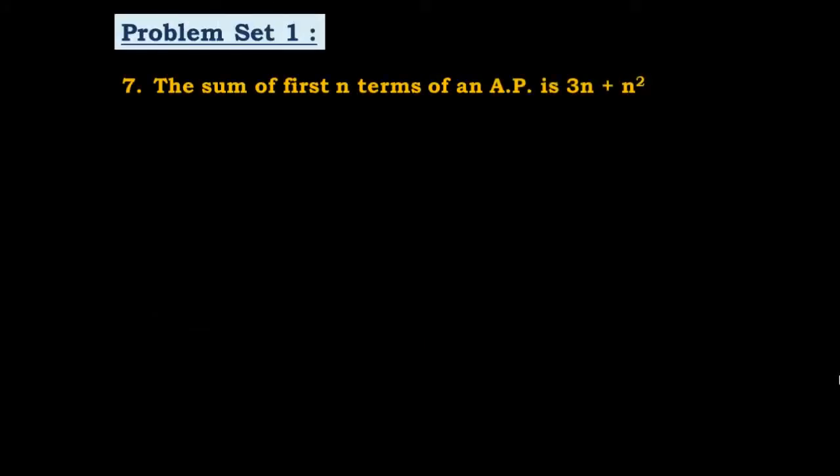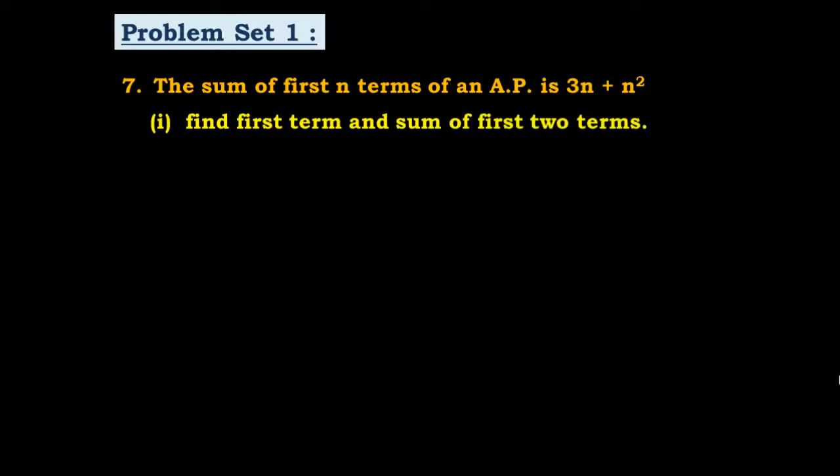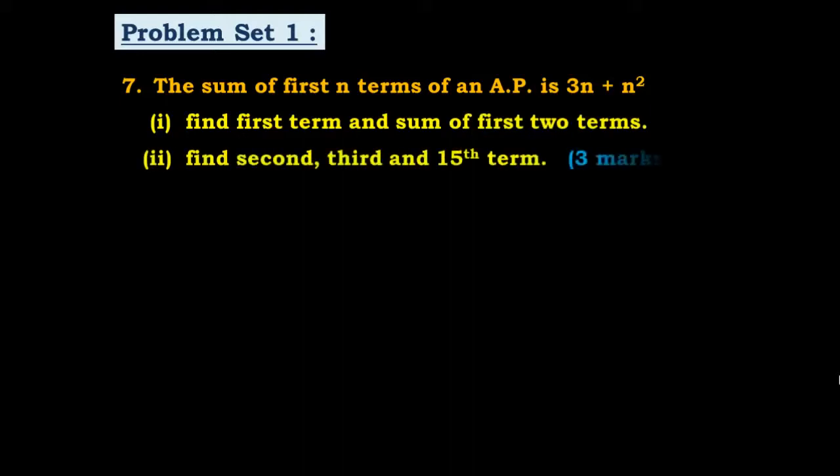The sum of first n terms of an AP is 3n plus n square. Question 1. Find the first term and the sum of the first two terms. Find the second, third and 15th term also. Now we have Sn, the sum of first n terms, that is Sn is equal to 3n plus n square. This is given. You have to calculate the first term and then the sum of the first two terms.